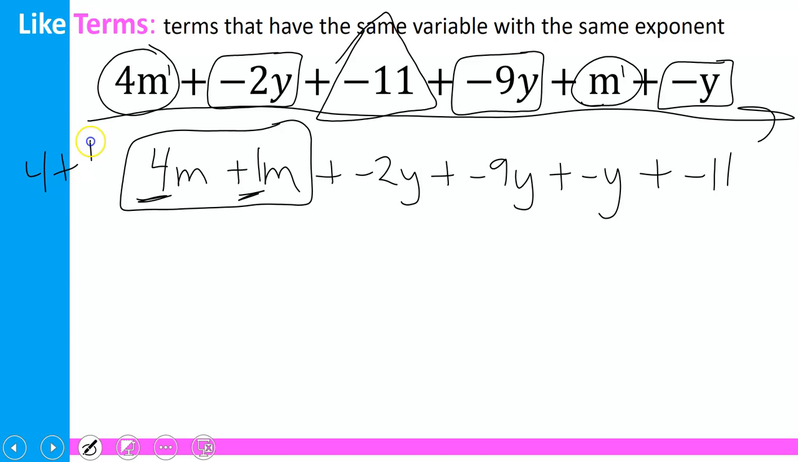So what is 4 plus 1? Well, 4 plus 1 is 5. So 4m plus 1m is 5m.